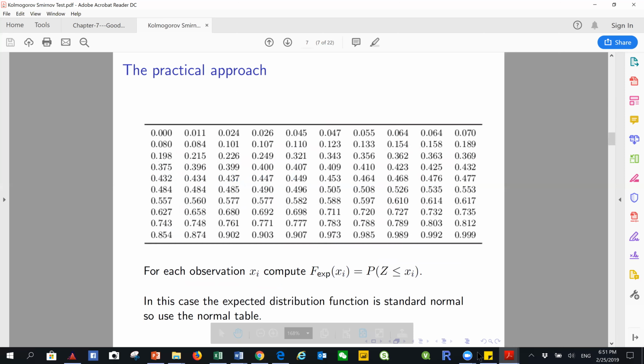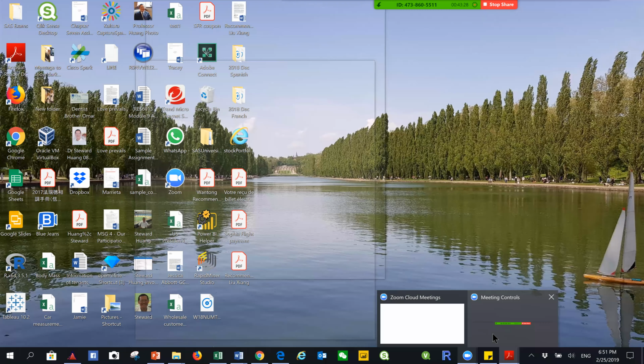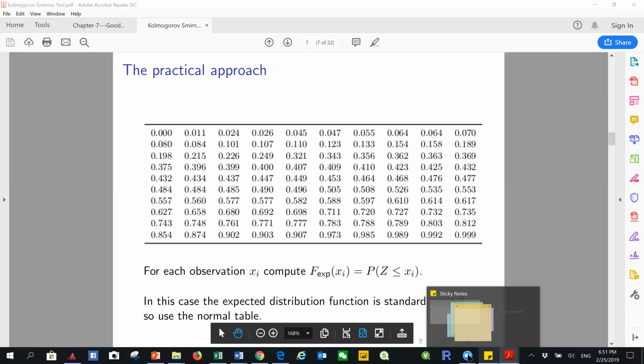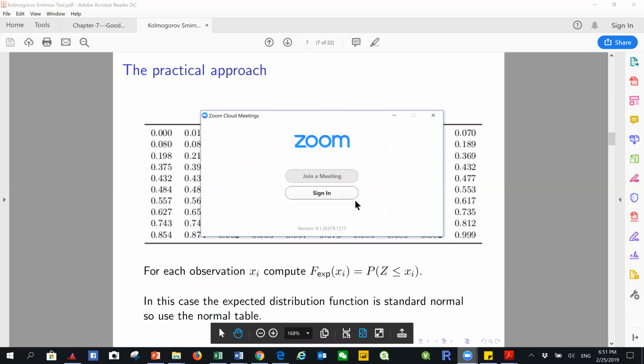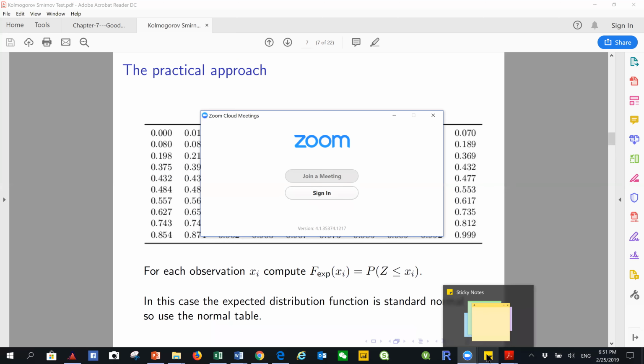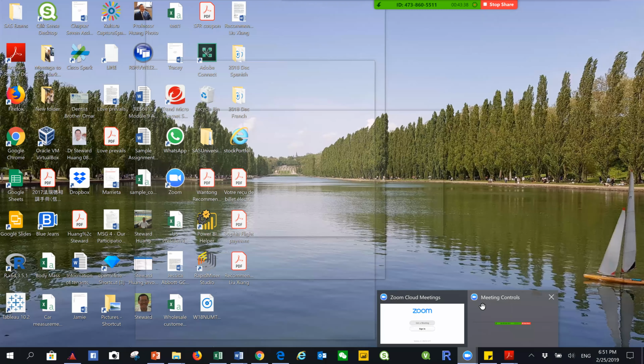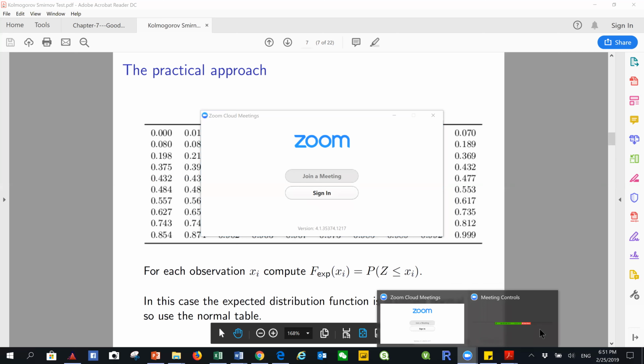Okay, I think this is a good point to stop. Let me see. Are we still there? Yeah, I'm still here. Sorry, I was looking at the Zoom sign. I thought I was cut off. But okay, we are good.